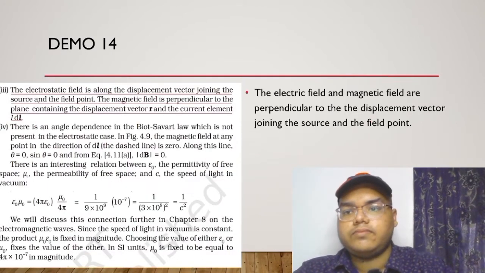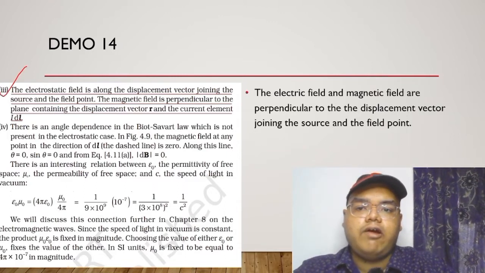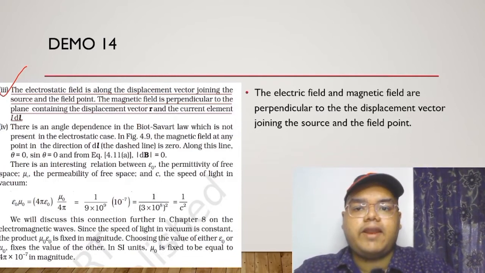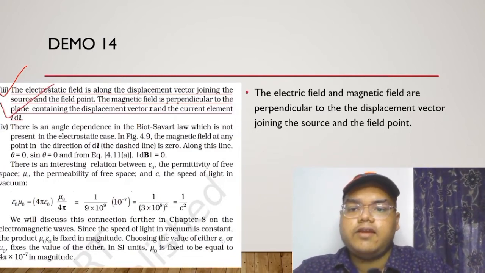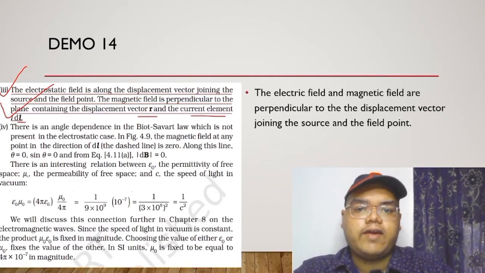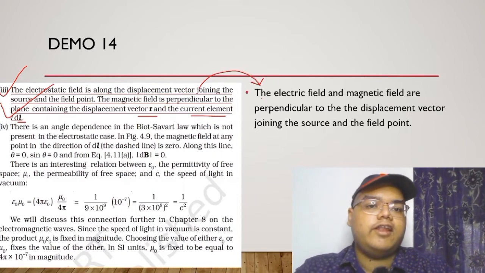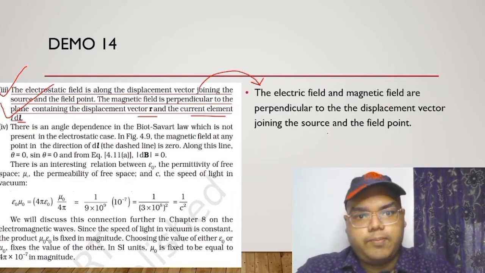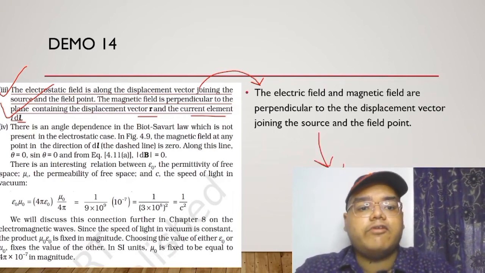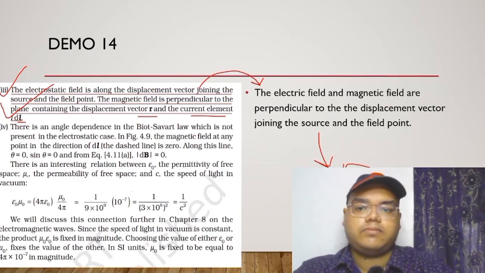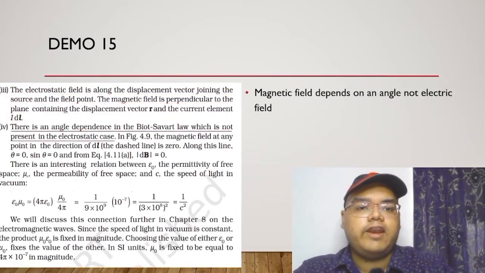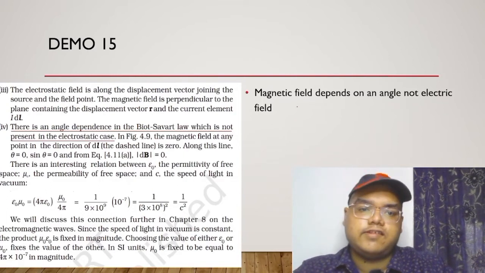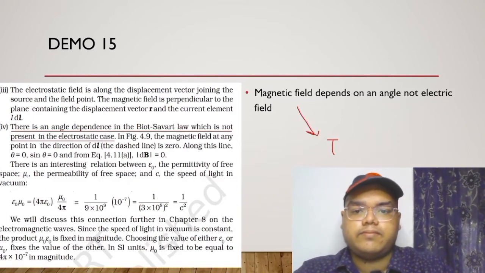Next, the electrostatic field is along displacement vector joining the source and the field point, and magnetic field is perpendicular to the plane containing displacement vector r and current element Idl. But here I have made one true false question like this: the electric field and magnetic field both are perpendicular to the displacement vector joining the source and the field point. So it will be false. Next, magnetic field depends on angle, not electric field. Yes, this is a true statement as given over here.